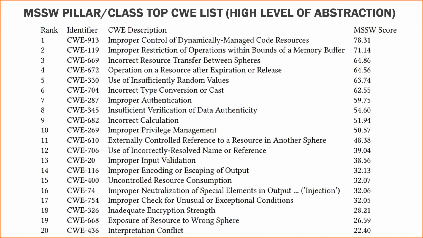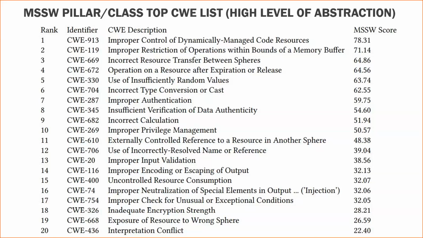So we combine the improvements from that CompSec paper in data collection with the equation improvements that are in this paper, and we present to you today two lists for 2019, the most significant software flaws. And so here we have the list for the highest level of abstraction, the pillars and classes. These are the top 20 for 2019. Our paper provides a really nice analysis of this, done by one of my co-authors, where she compares this list against the CWE Community's Top 25 list from 2019.